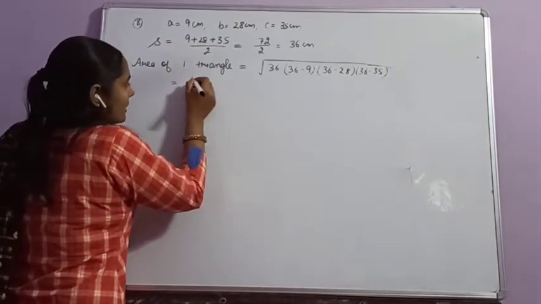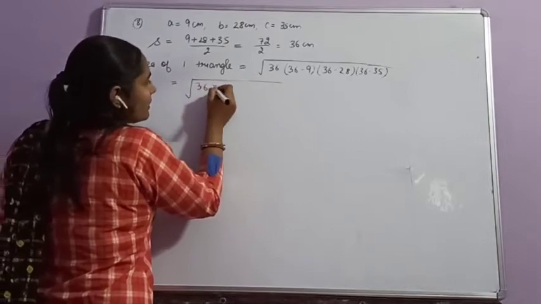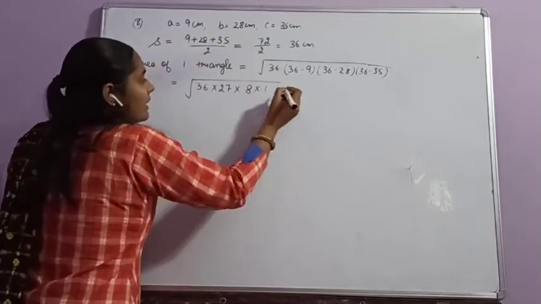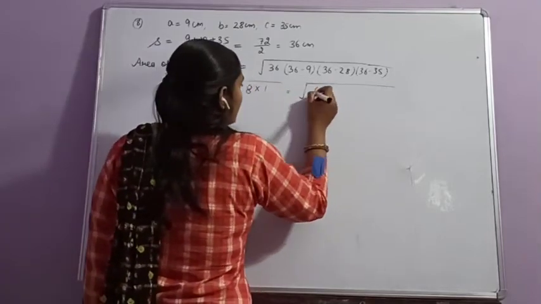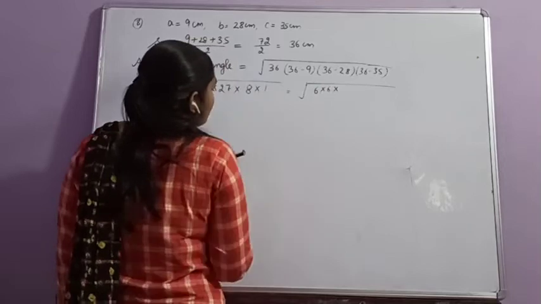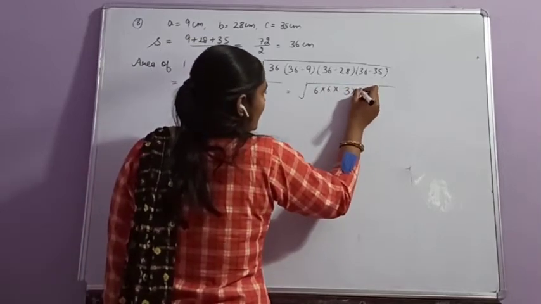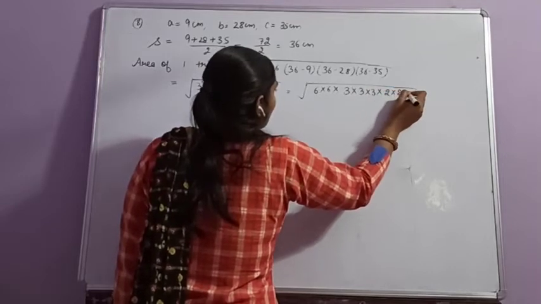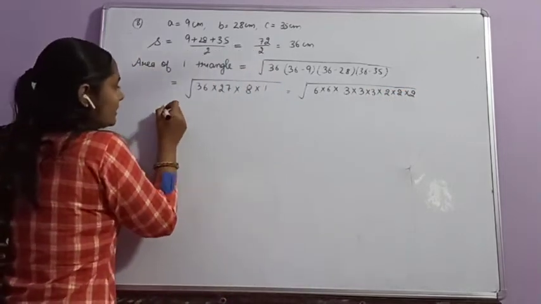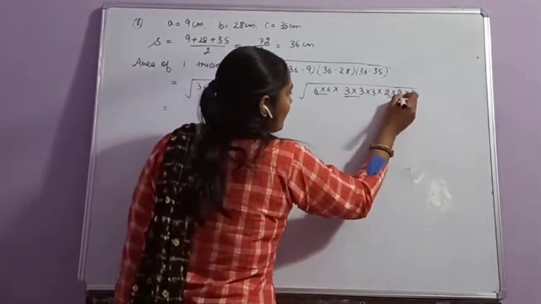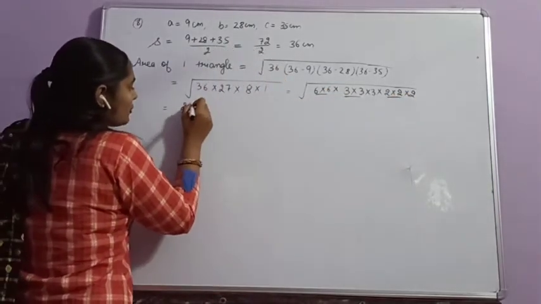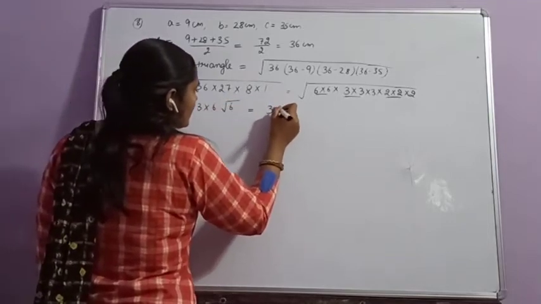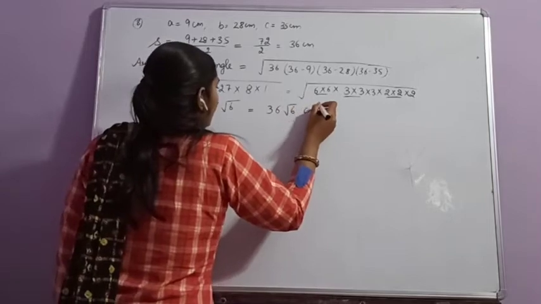that is equal to 36 multiply with 27 multiply with 8 multiply with 1. 36 can be written as 6 into 6. 27 can be written as 3 into 3 into 3. Multiply with 8 can be written as 2 into 2 into 2. Then one pair of 6, one pair of 3 and one pair of 2 is formed. 2 into 3 into 6. Square root of 6, that is equal to 36 under root 6 square centimeter.